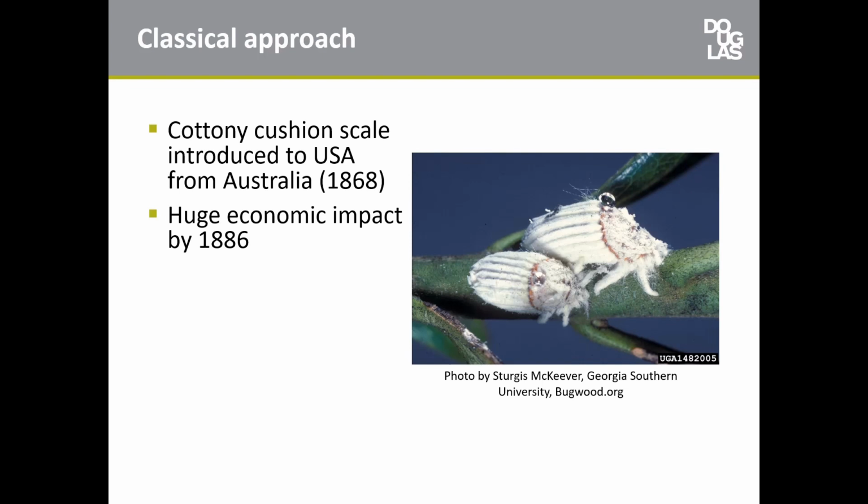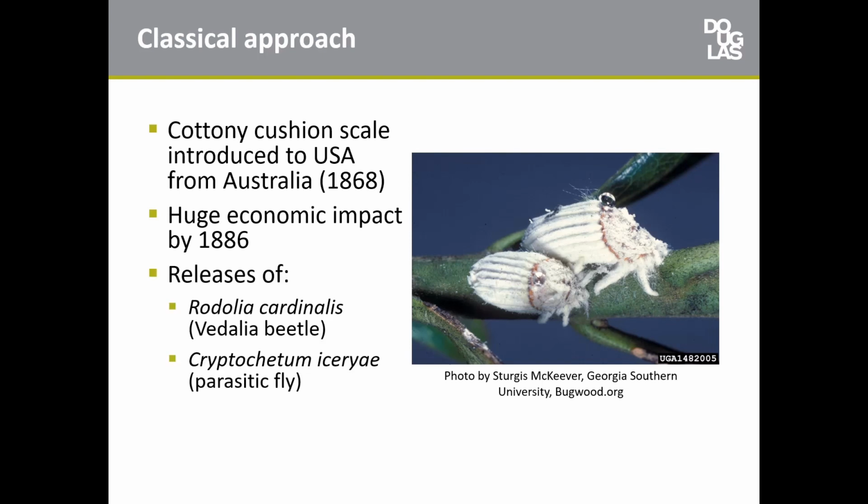So a program was unleashed where people went to Australia and discovered a couple of insects that were regulating populations of cottony cushion scale in Australia, brought them back to the United States and released them. There's two here, the Vedalia beetle and a parasitic fly called Cryptochetum. And those were released, and by 1888 or so, cottony cushion scale ceased to be a pest in the United States anymore. So this was a permanent, relatively inexpensive way to manage pests. And there's been lots of programs like this over the years, and they continue to this day.